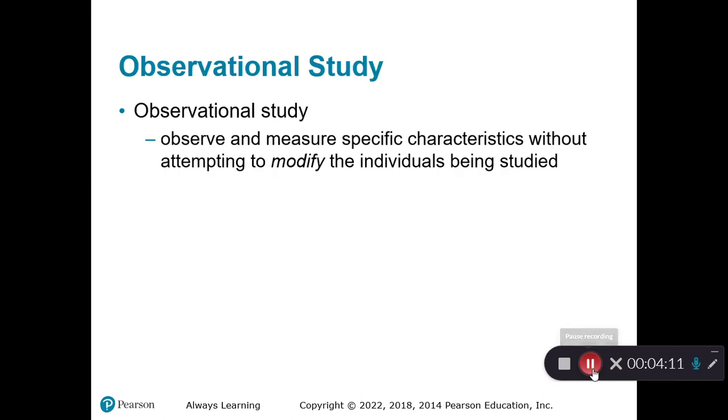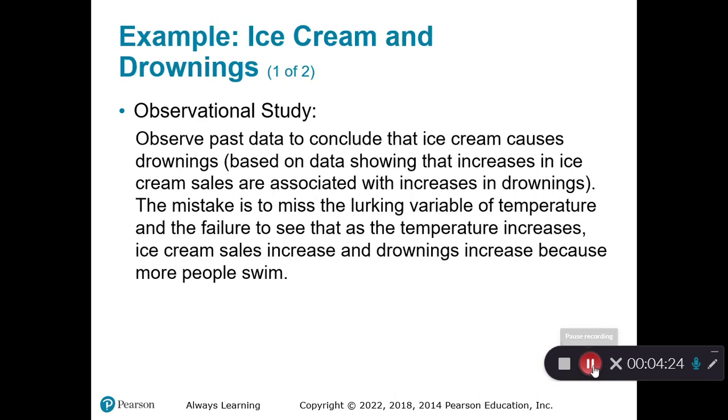As we said earlier, an observational study is more passive. There is no active involvement on the part of the researcher. There is no attempt to influence the environment that the study is taking place in. Here is an example of an observational study. It's actually a pretty interesting one.